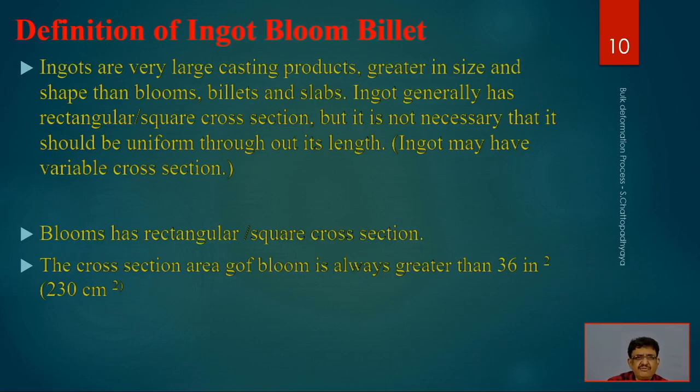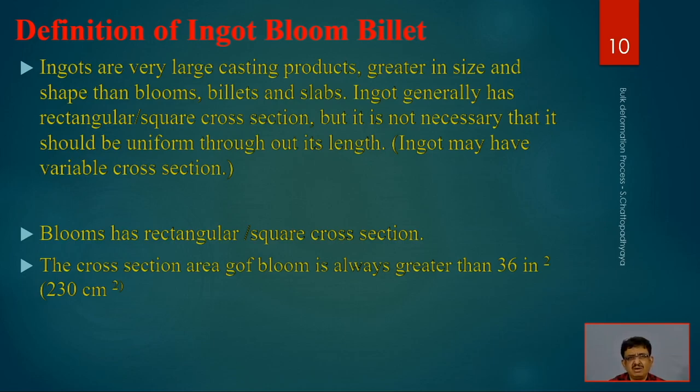So ingots are very large casting products, very big bulky products, greater in size and shape than the blooms. So ingot is the biggest raw material of the metal forming process. Then blooms, billets and slabs. And the ingot generally has rectangular cross sections, but it is not necessarily uniform. So they are just the blunt product coming out of the steel plants.